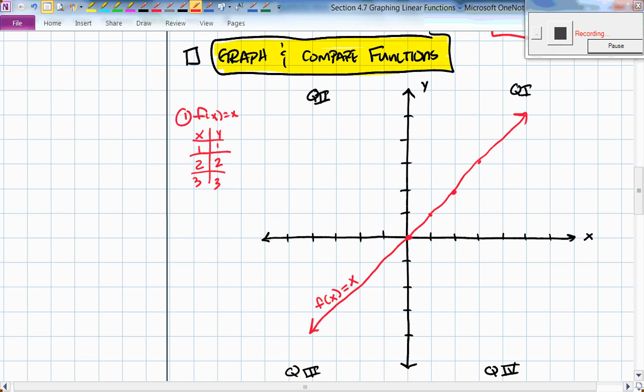What is the y-intercept of this function? The origin. So that means it's which type of function? Direct variation. Nice job, Ross. Very good. Okay, we're going to graph this function.